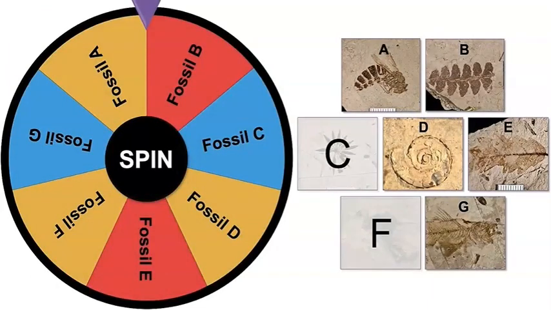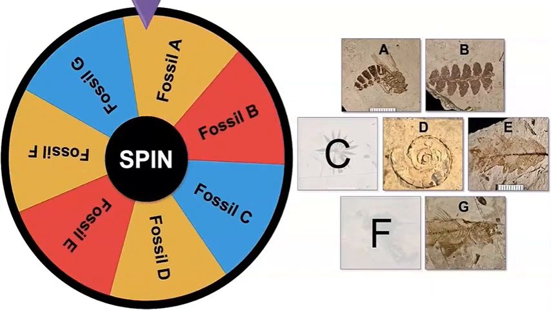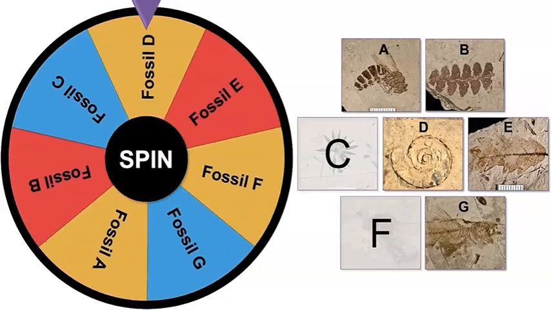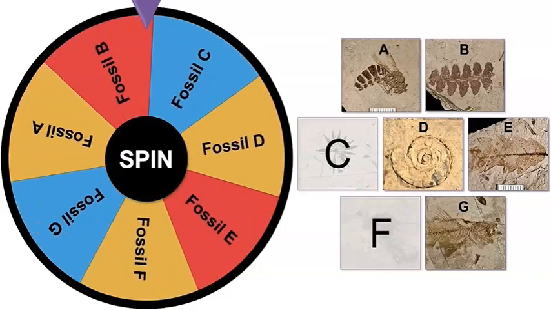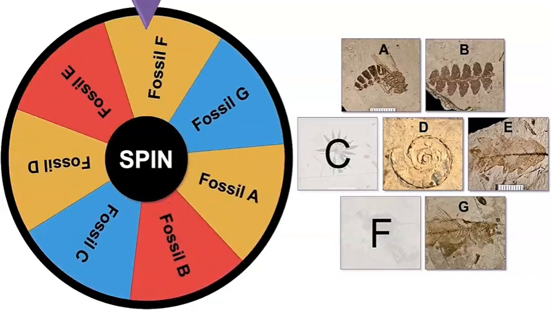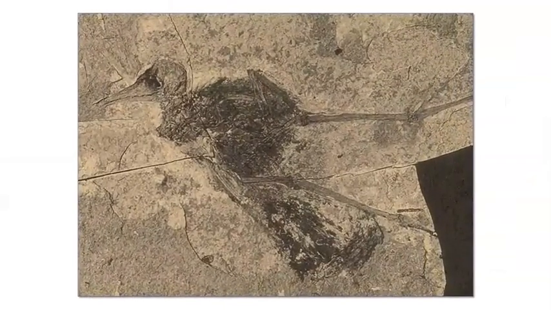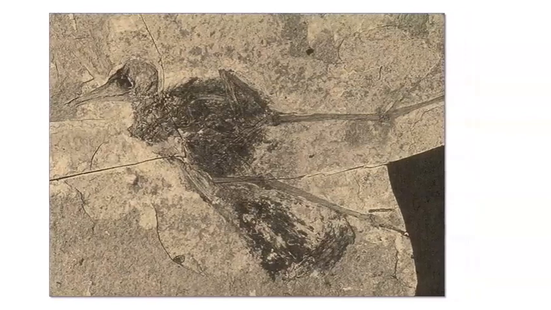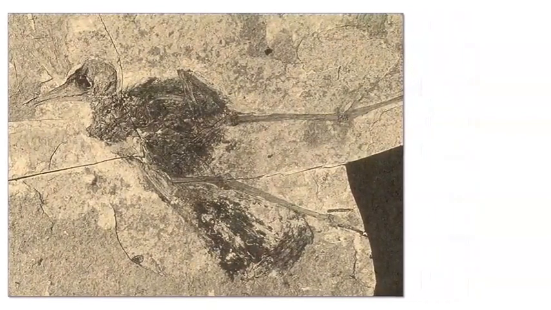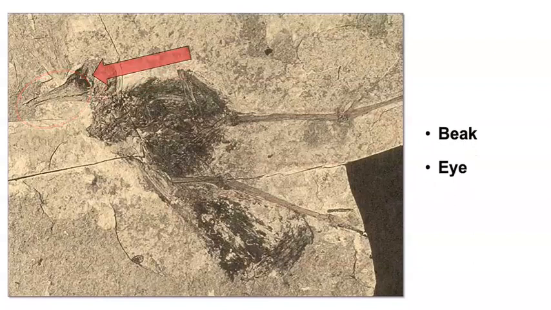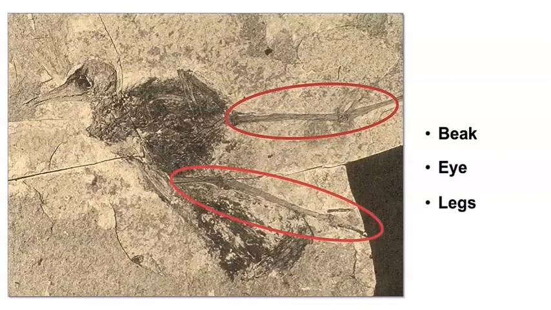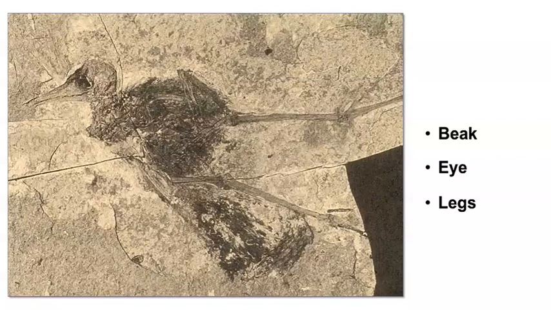Only 2 fossils left. Will it be fossil C or fossil F? Oh, fossil D. Oh, we already did that one. Let's see. Fossil F. What do you notice? Is that a beak and an eye? And I see 2 legs. Well, birds have beaks and long, thin legs. Do you think this might be the fossil of a bird?